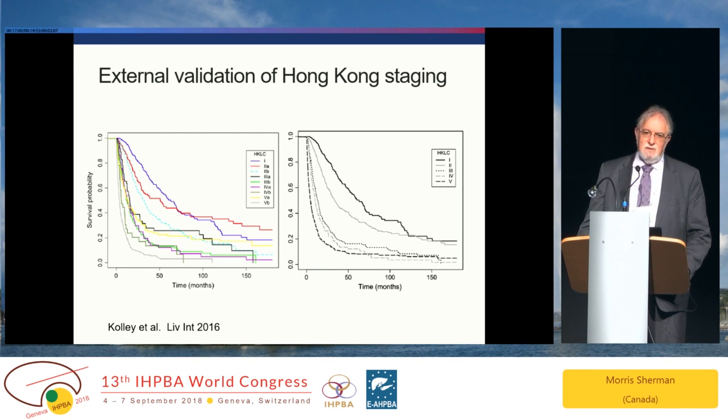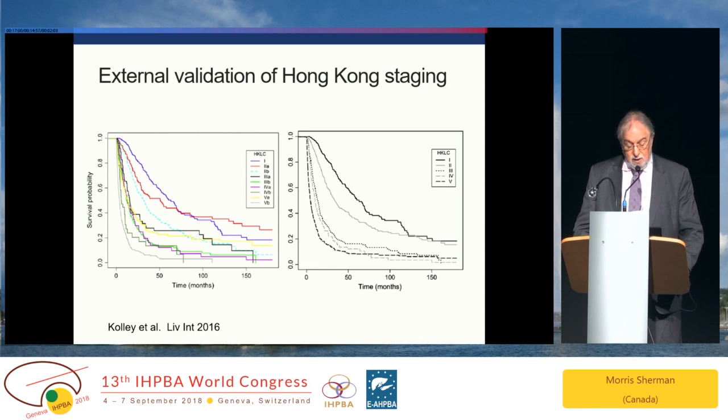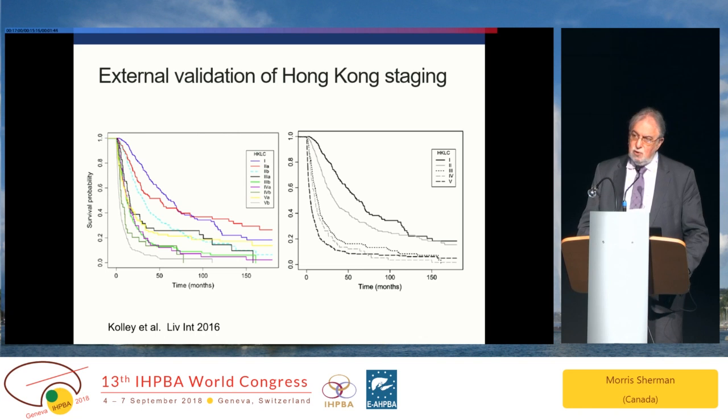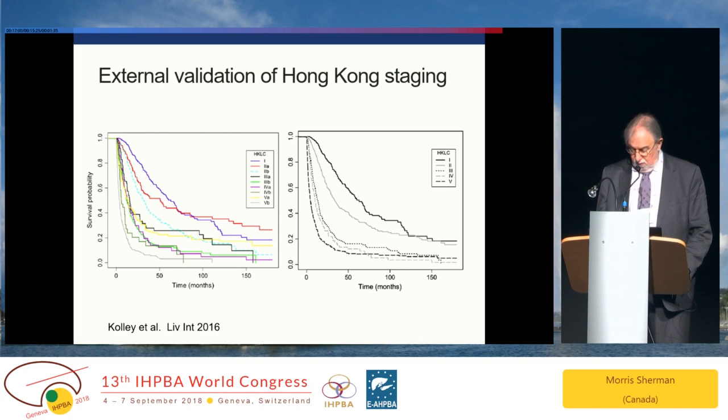When it came to external validation of the Hong Kong system in Europe, unfortunately, it didn't work. So what you can see here on the left is a graph from the survival curves, and you can see that stage 1, which is the blue line, does fairly well, but stage 2 does about as well. And when it comes to the other stages, there's no clear separation between them. And even when you shrink the Hong Kong system down to 5 stages rather than 9, there's fairly good separation between stages 1 and 2, but 3, 4, and 5 all have more or less the same curve.